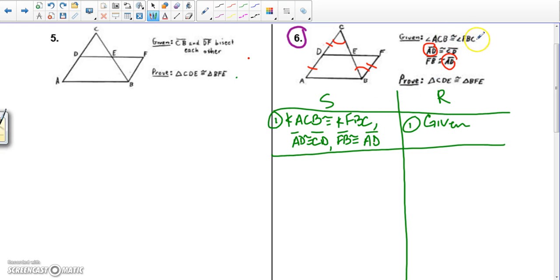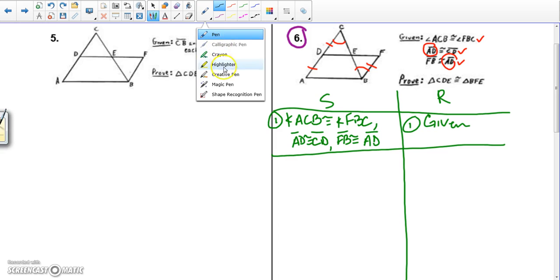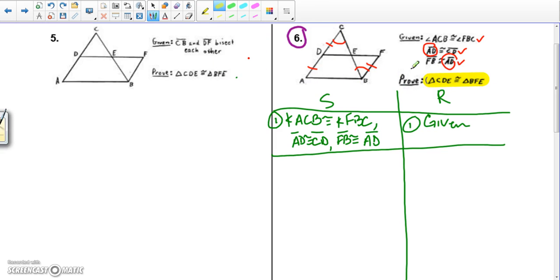Alright, so let's see. We've used this given. We marked those in. There's no bisectors, no perpendicular lines, nothing like that. So let's make sure we know what we're proving. We are trying to prove that triangle CDE is congruent to triangle BFE. So let's take a look at those. This triangle right here, congruent to this triangle right here. So there's our two triangles.